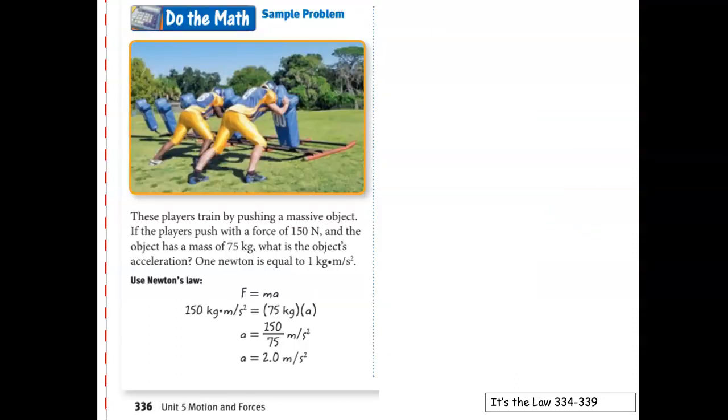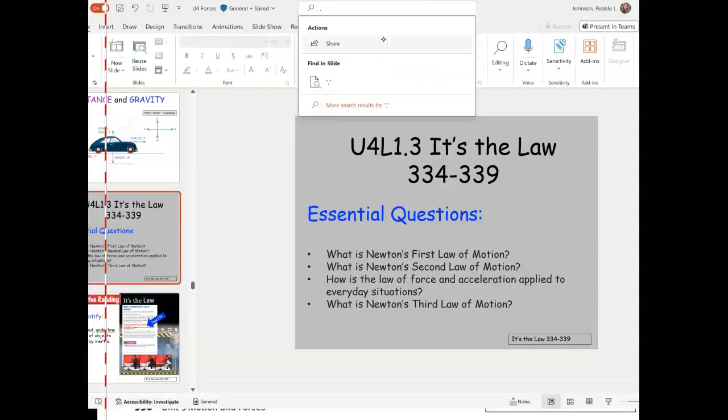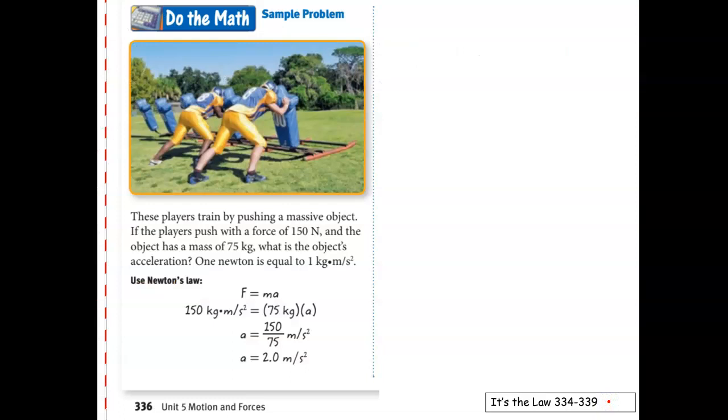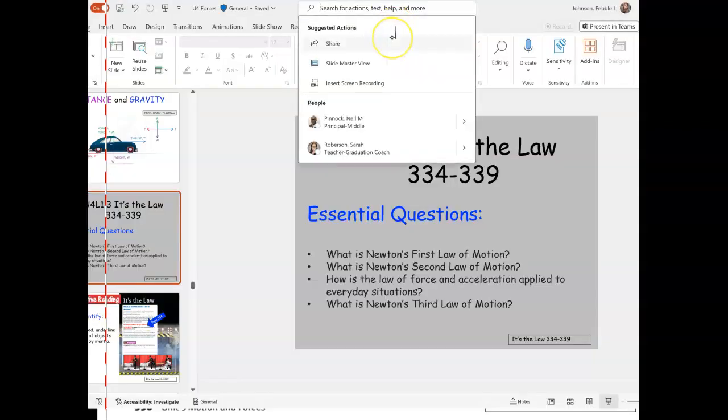In this example, there are players that are training to push a massive object. If the players push with a force of 150 newtons and the object has a mass of 75 kilograms, what is the object's acceleration? And remember that 1 newton equals 1 kilogram meter per second squared. Remember that in problems we are going to write what we know. So we know that we have, oh my goodness.